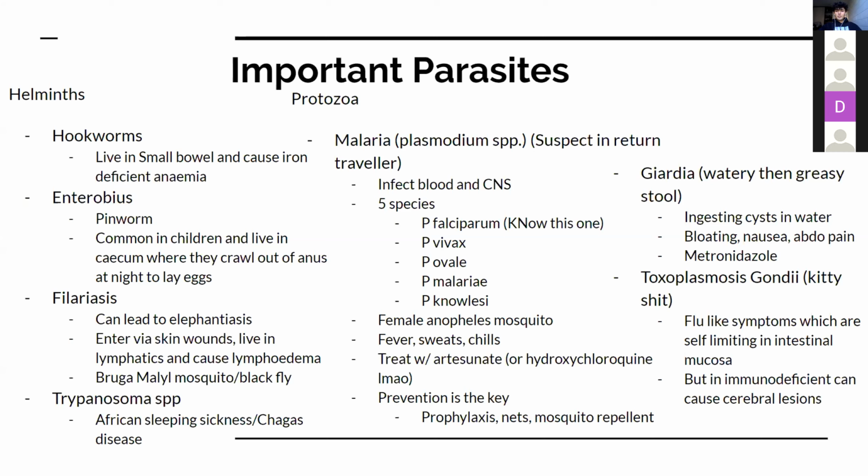Next, you have Giardia, which is mostly from drinking bad water. So that causes, a buzzword is watery then greasy stool, and you treat it with metronidazole. Toxoplasma gondii, the way I remember it is that it's from eating kitty litter, effectively. It's mostly a self-limiting disease where it causes flu symptoms, but it's important for immunodeficient individuals because it can cause cerebral lesions, and that's pretty grim, as implied. All right, let's move on to the next one.